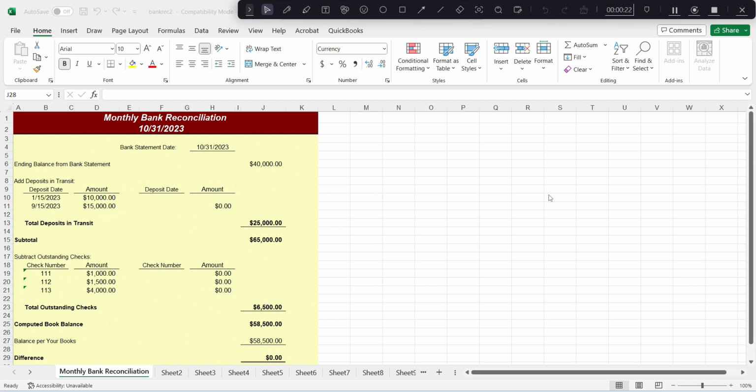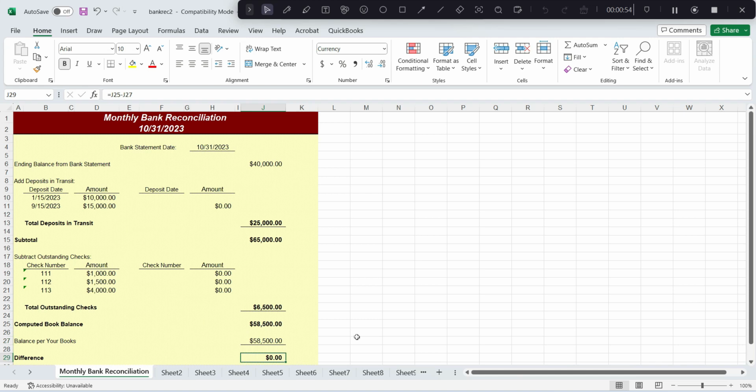Basic accounting 101, you take your bank statement balance, which is $40,000, and you add in deposits that you've recorded in your accounting software, and you subtract checks that you've written out of your accounting software that haven't cleared the bank. This hasn't hit the bank yet, and neither has this. You add the net amount to your bank balance, and you get the computed book balance. You compare that to what's on the trial balance, and you're left with a difference.